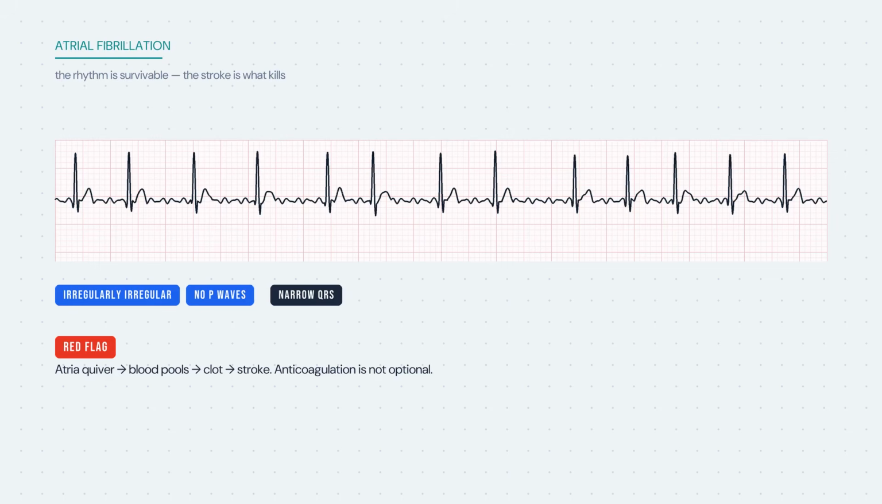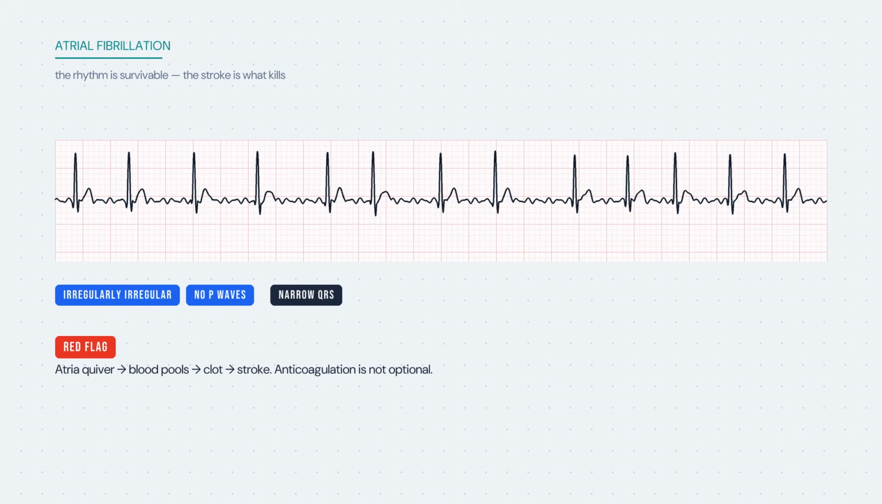Atrial fibrillation. Instead of the SA node firing once in an organized way, multiple sites in the atria are firing chaotically, hundreds of times a minute. The atria do not contract, they quiver. The AV node blocks most of those impulses, but the ones that get through arrive at random intervals. So the hallmark is irregularly irregular, with no identifiable P waves, just a wavy baseline.